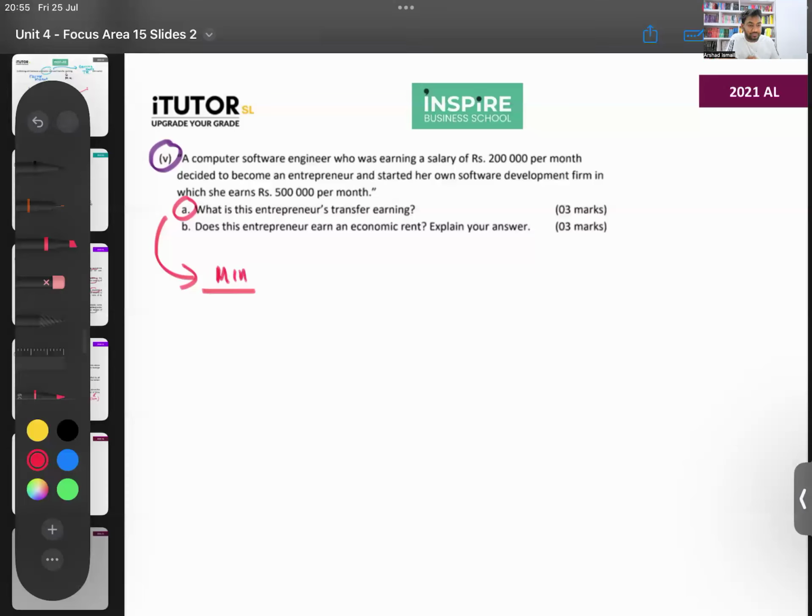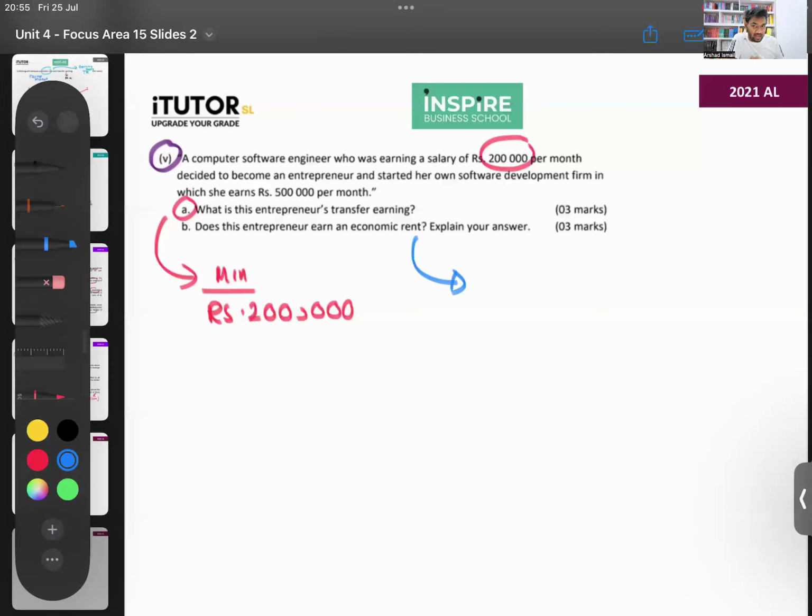What do you think? 3 marks for this question is actually too much. You don't have to write too much. You don't have to explain. Right now, the person is working and earning 200,000. They're stopping that and going to become an entrepreneur, and that they will earn 500. So what is the minimum she will expect at least? Minimum, at least what she was earning, she would have expected. So the transfer earnings is the minimum. That is 200,000.